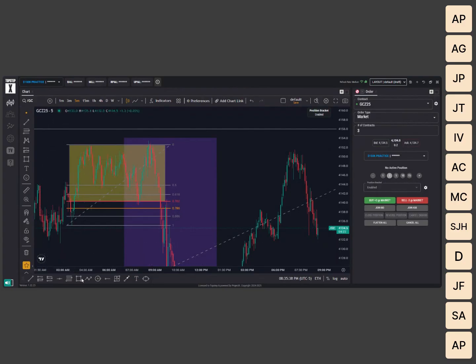This quick TP, in and out, boom, clean trade, 125 pips. $1,000 on one contract. You're risking $500 to make $1,000. That's a 1 to 2. Perfect, right?